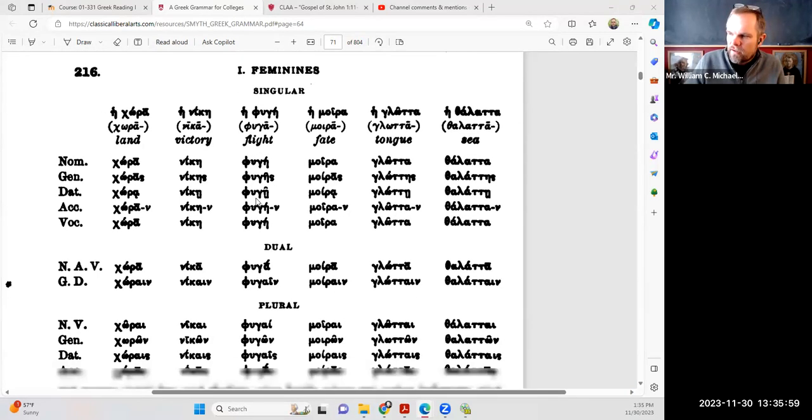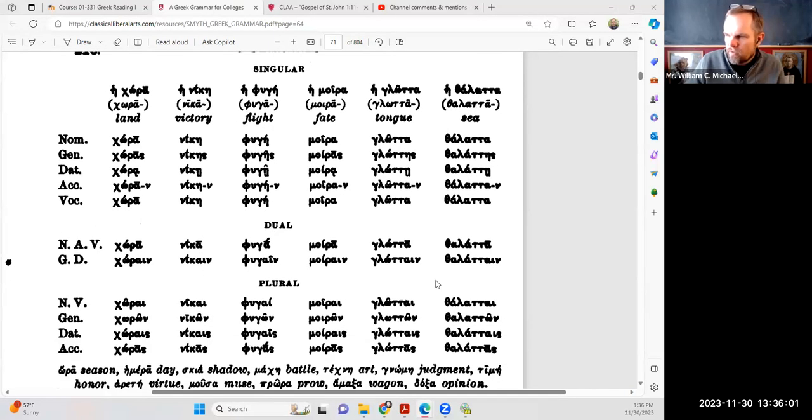Those are all singular. Now we move down to the second group and it says dual. This is something that's new in Greek that doesn't exist in Latin. In Latin, there's singular and plural number, so it's either one or more than one. But Greek has a separate number called the dual. What do you think the dual number is? Pairs, very good. Two.